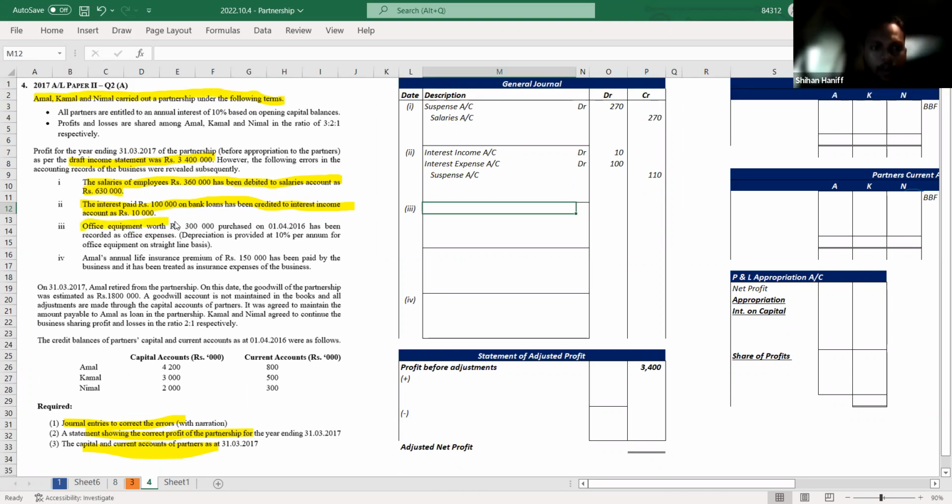Number 3. Office equipment of 300,000 purchased on 1st of April 2016 has been recorded as office expenses. Depreciation is provided at 10%. Office equipment purchased has been recorded as office expense. Office expense is a debit entry, so we have to remove it from office expense. That means credit office expense and debit office equipment.